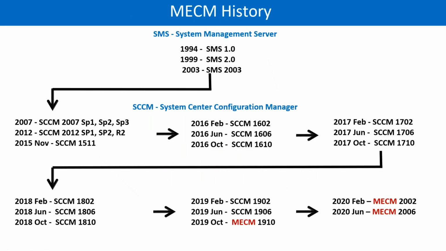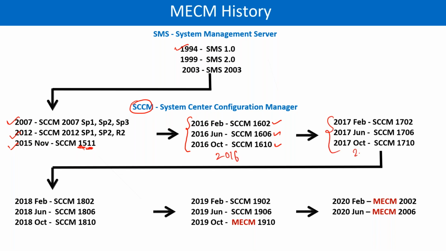SCCM started in 1994 as SMS 1.0. Then Microsoft changed the name from SMS to SCCM in the year 2007. Then SCCM 2012, then SCCM 1511, as year and month. As you see, year 2015 and 11 is November. Then Microsoft started releasing SCCM 3 times a year. So 1602 in February, June, and October.